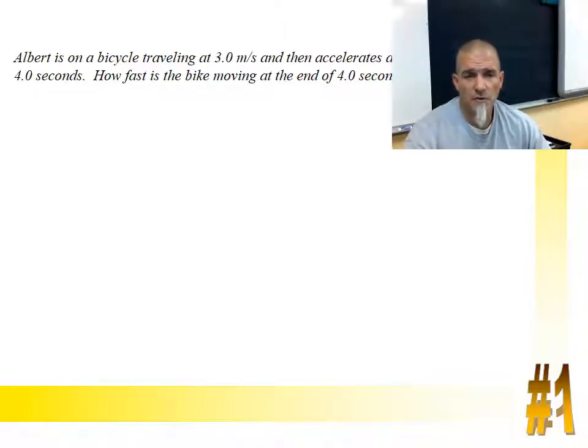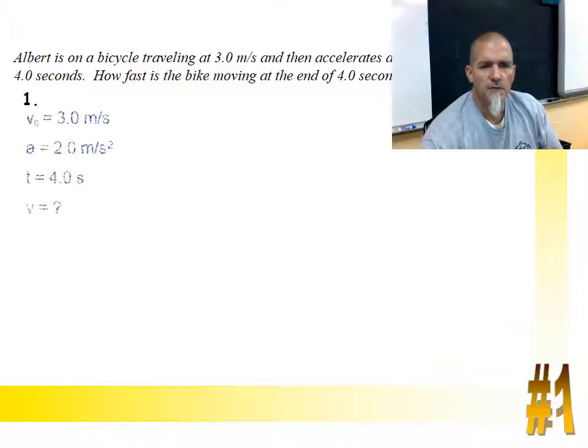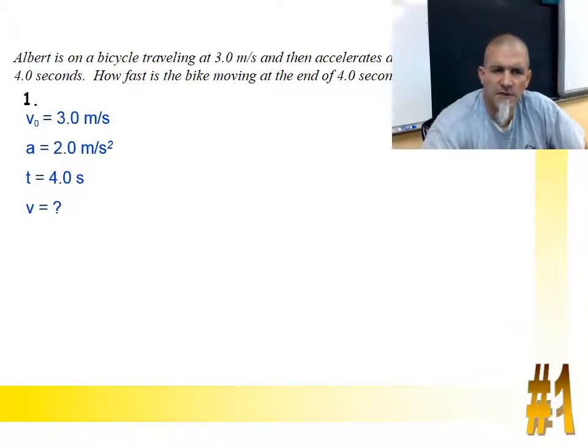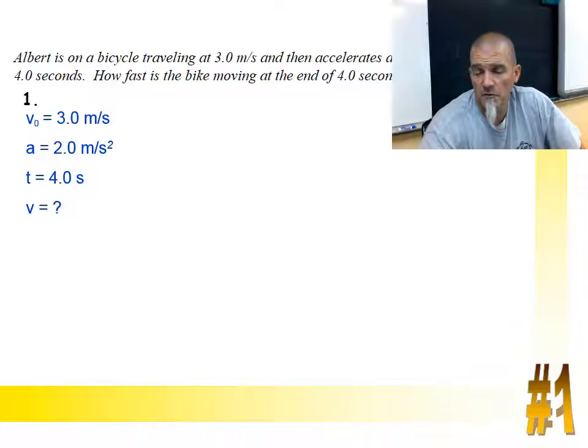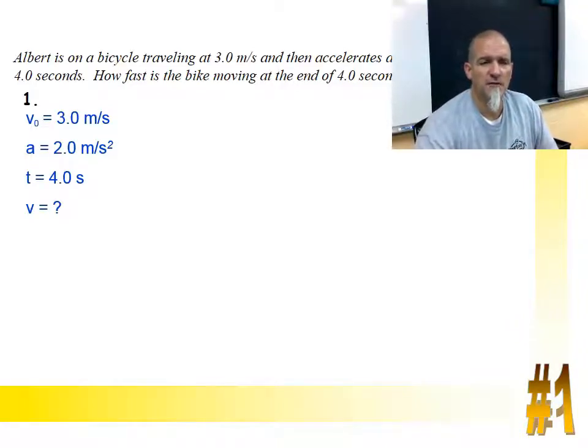And the first thing you would do, of course, is to pull out the given information in terms of our variables. You can go ahead and draw a picture if you want as well, kind of begin to set up the initial part of that problem. So if we pull out the given information, we'd have this, that the initial velocity was 3. Albert was moving at 3 meters per second. He's then going to accelerate, a, 2 meters per second squared, for a time of 4 seconds. T equals 4 seconds. And what we're looking for is v, the final velocity.